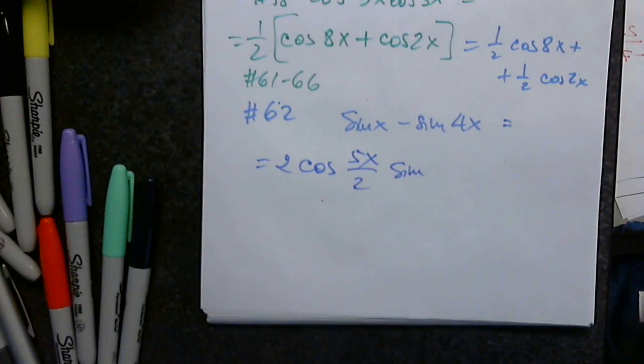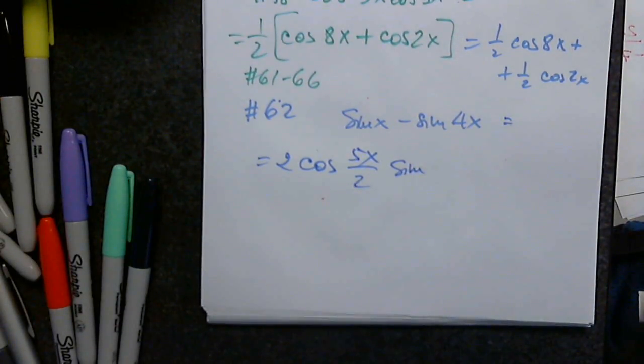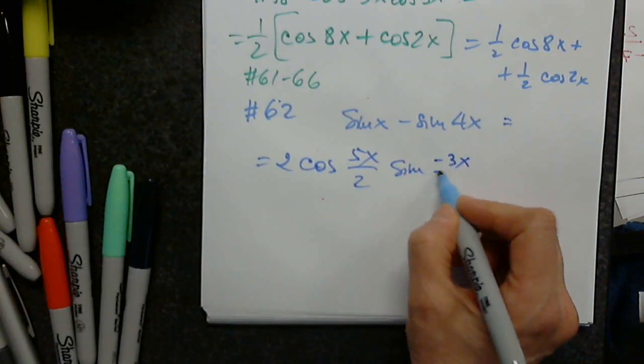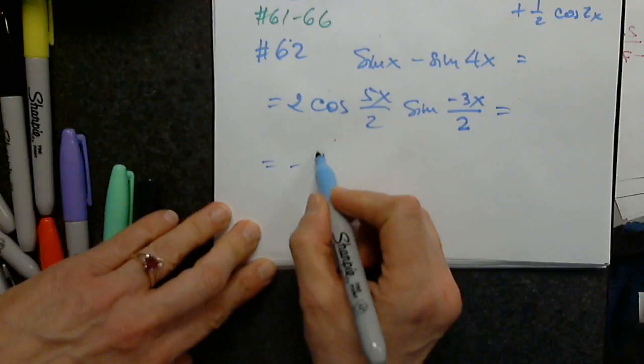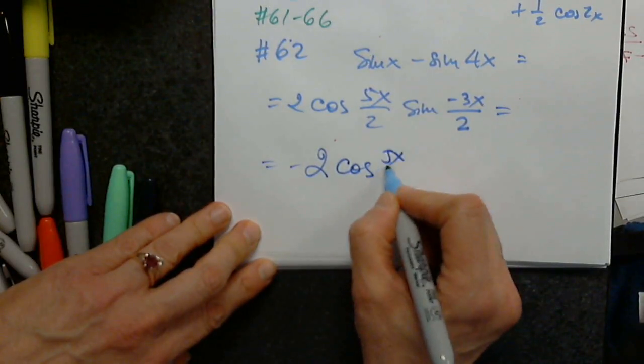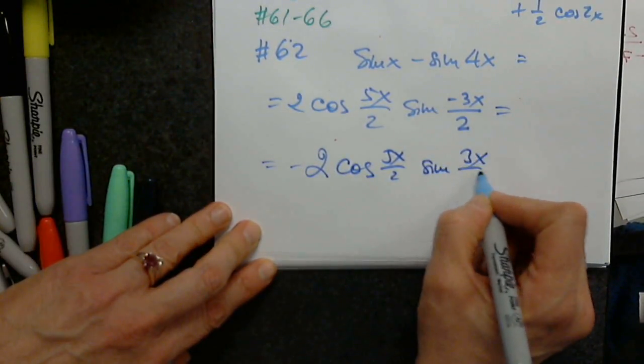You cannot reverse them. x minus 4x. What is that? Divided by 2. Now, I need to think for a second, dig deep and say, okay, is sine an odd function or an even function? Sine is an odd function. Awesome. Which means sine of negative 3x over 2 is the same as? Negative sine 3x over 2. That's it. Negative 2 cosine 5x over 2 sine 3x over 2.